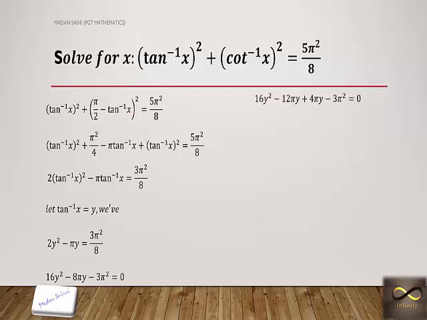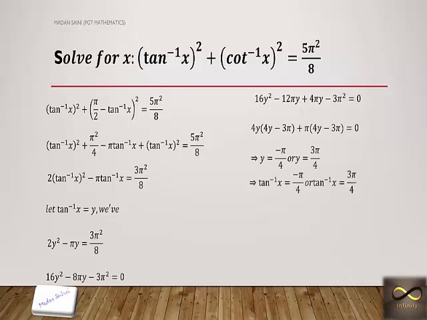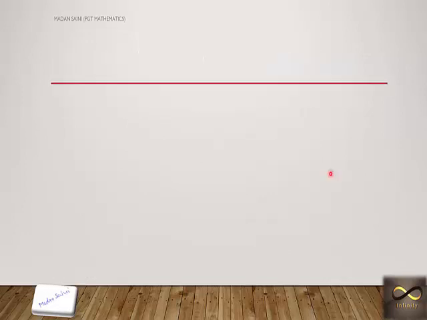Simple transformation will give you this quadratic equation. Now using quadratic formula or simple factorization method, you can find out the value of y as minus pi by 4 or 3 pi by 4. And we know that y is equal to tan inverse x. Therefore tan inverse x is equal to minus pi by 4 or 3 pi by 4. Using definition, we will have x is equal to minus tan pi by 4 or tan 3 pi by 4. Tan 3 pi by 4 can be written as tan pi minus pi by 4, and tan pi minus theta is equal to minus tan pi by 4. It means this equation has single solution, x is equal to minus 1. So this is the final answer.